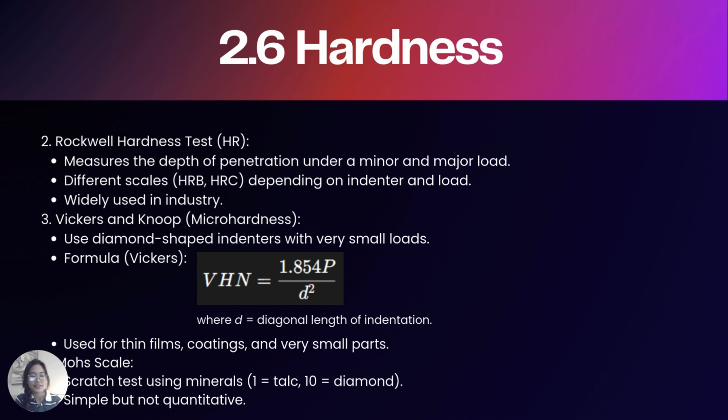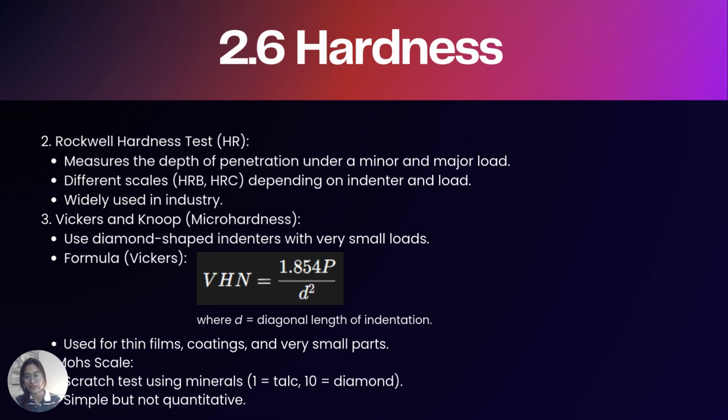Next, there is the Rockwell hardness test, HR. The Rockwell hardness test is faster and more widely used. It measures the depth of penetration under a minor and major load. The result is given as a number with a scale, such as HRB or HRC, depending on the indenter and load. This method is excellent for production testing.